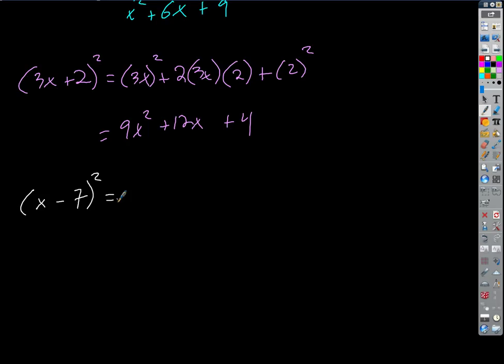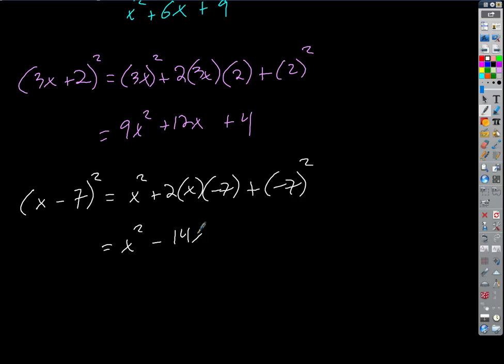So then we could write this as a squared would be x squared, right? Plus 2 times a times b plus b squared, right? So what's that going to simplify to? X squared minus 14x plus 49. Right? Okay, no big deal.